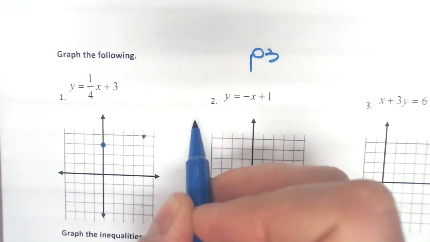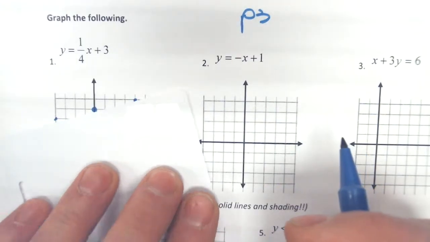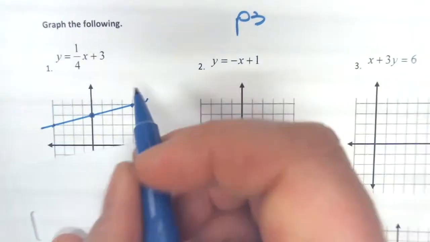If I can no longer go up and to the right, I'm going to go down and to the left, which is the same slope. And then you take your handy-dandy straight edge and connect.